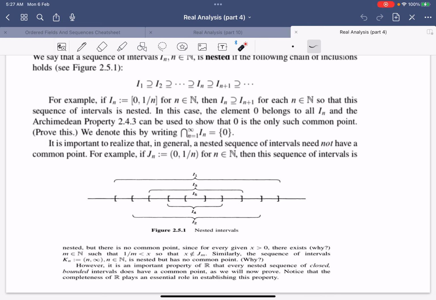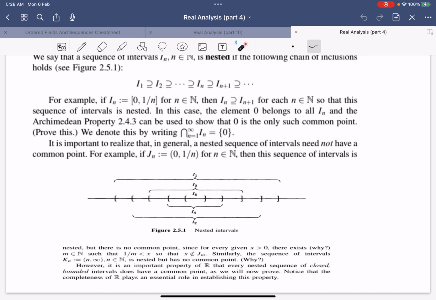However, if it was the open interval, then we see that there is no common point, since given an x, there will exist an m such that 1 over m is less than x. So x is not within the interval m. And this results in the sequence having an intersection with no common point.